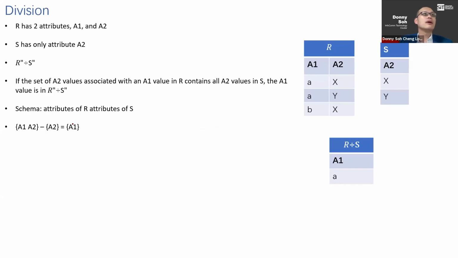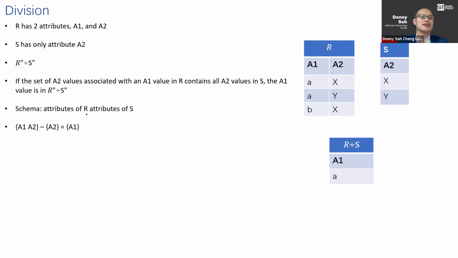Okay, so let's say R has two attributes, A1 and A2, and S has only one attribute, A2. There is an ability for us to, in a way, divide between two tables, R divided by S. And R divided by S is actually quite amusing in this case. The schema will be the attributes of R minus the attributes of S.